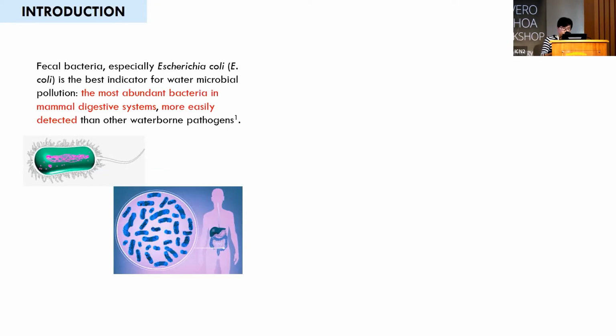Fecal bacteria, especially E. coli, are the best indicator for water microbial pollution, for two reasons. First, E. coli is the most abundant bacteria in the mammal digestive system. And second, E. coli is more easily detected compared to other water-borne pathogens.